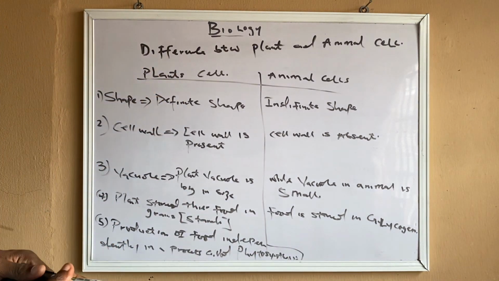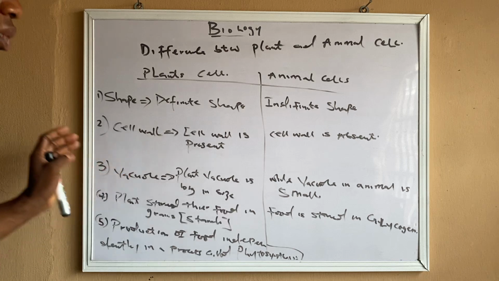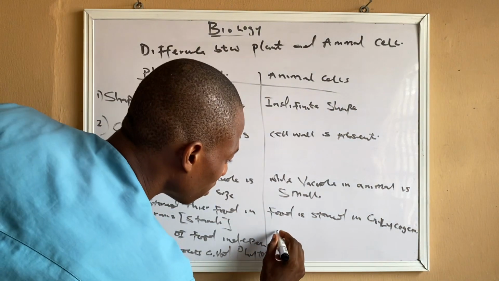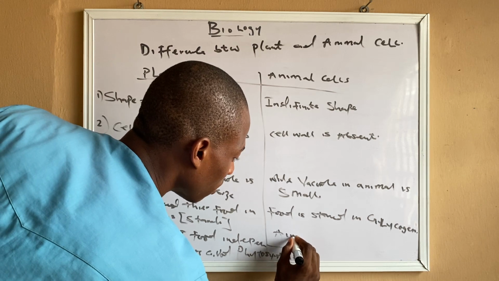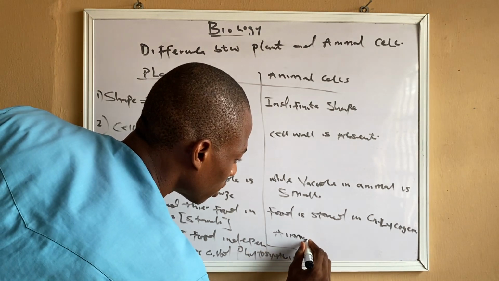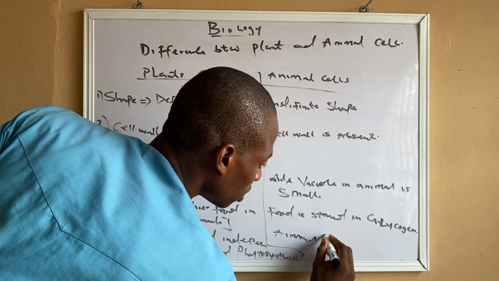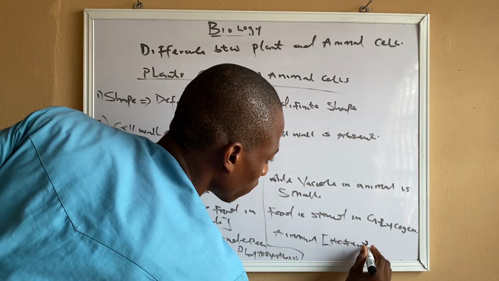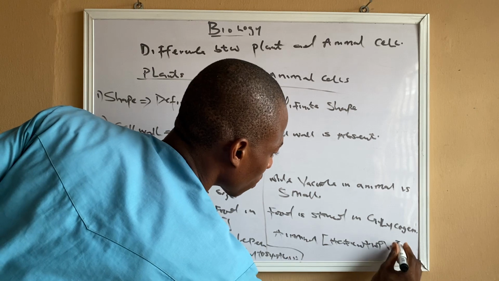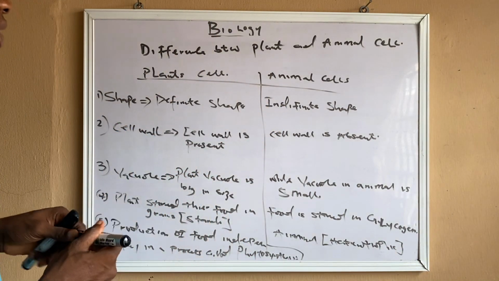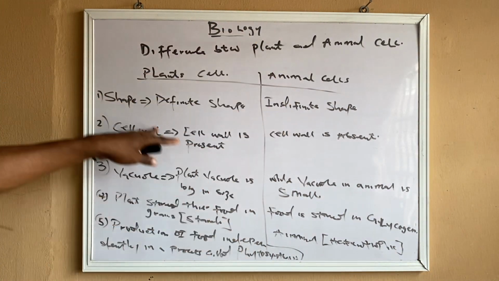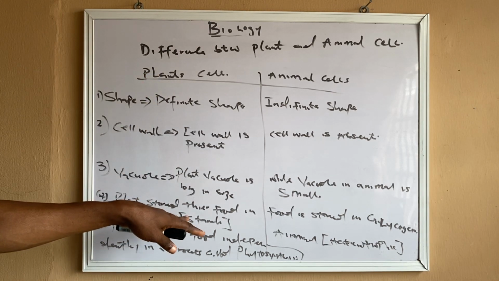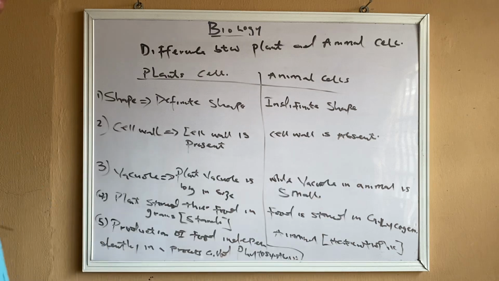Yes, plants produce their own food independent of animals. But animals depend on plants. Animal cells are heterotrophic. So this is their difference in their cells: the shape, the cell wall, the vacuole, and the plant's food is stored in starch while animal food is stored in glycogen. That's their differences.